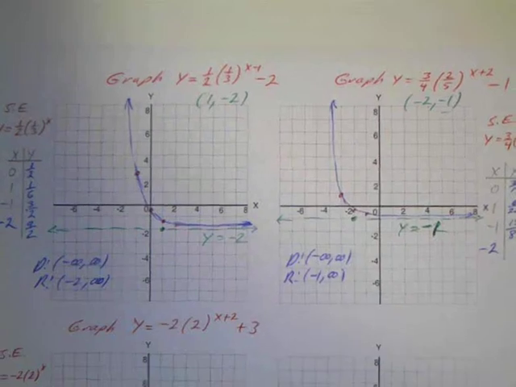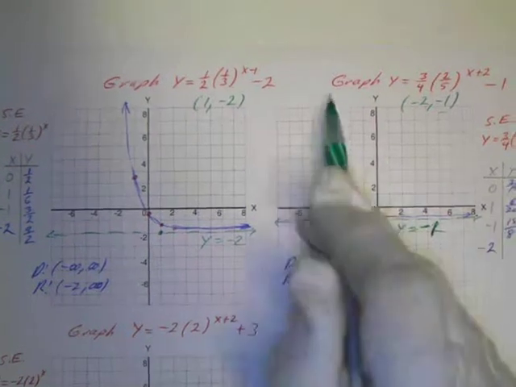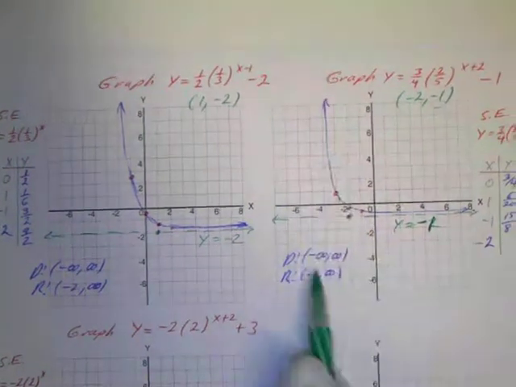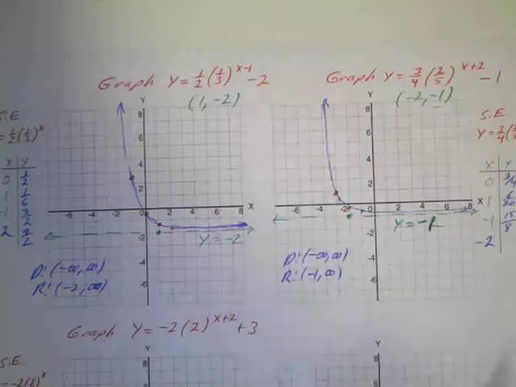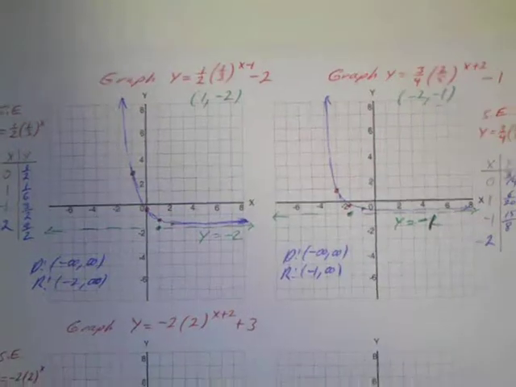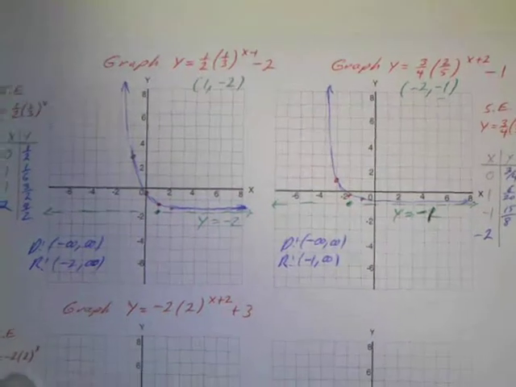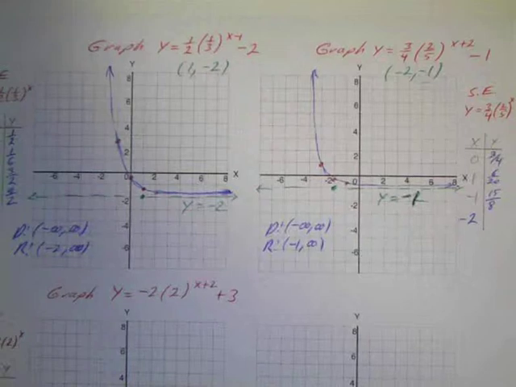Okay, so my horizontal asymptote is y equals negative 1. I've got exponential decay. I've got my domain and my range, and I've got a pretty good contour on my function. Okay? So I hope that helps.